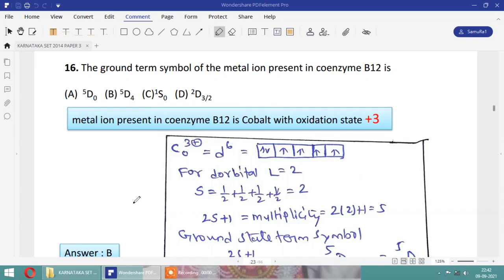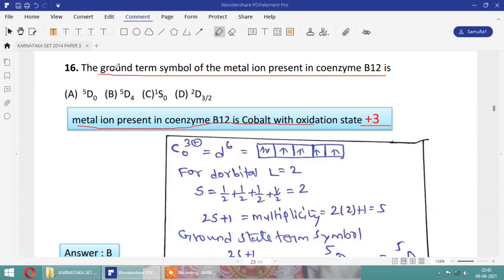Question number 16, part 2. The ground state term symbol for the metal ion present in coenzyme vitamin B12. The metal ion present in coenzyme vitamin B12 is cobalt. That cobalt exists in +3 oxidation state. You have to know this.